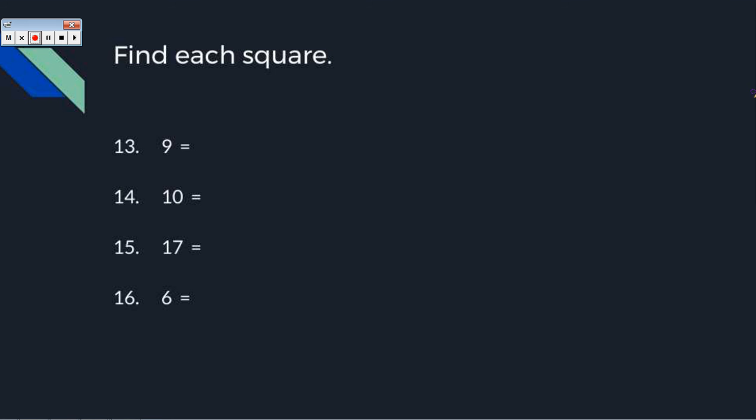The directions of this next set of problems tells us just to find the square. In our last problems, it said to find the square root, and we saw the radical sign over each of those numbers. But now we're finding the square. So in number 13 we have 9. And we're squaring that, so we take it to the second power. But taking something to the second power is just like 9 times 9. And if you recall, 9 squared is 81.